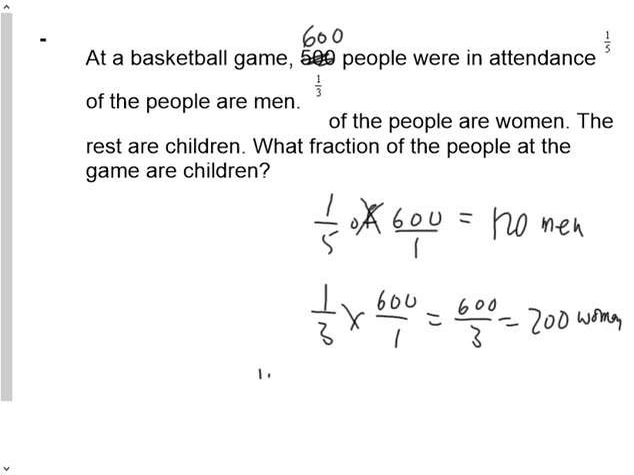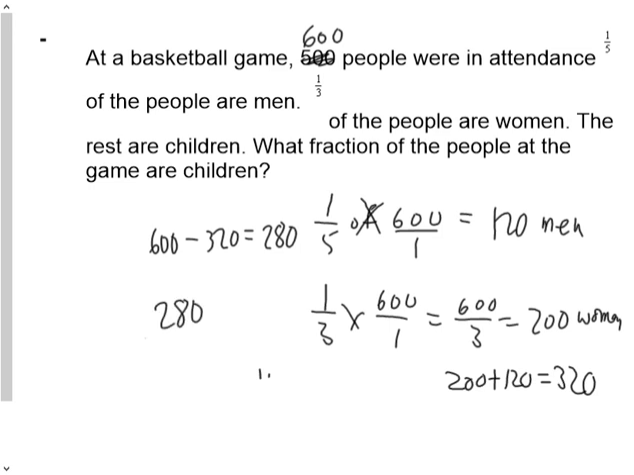Therefore, since the rest are children, if you add up the number of women plus the number of men, that's 320. And therefore, all of them take away the 320 means that 280 of them are children. And therefore, the fraction that are children, we could say 280 out of 600 is a fraction that is children. And if I reduce this to lowest terms, we would find out that it's 7/15, I think it was, if we reduce it down to lowest terms.